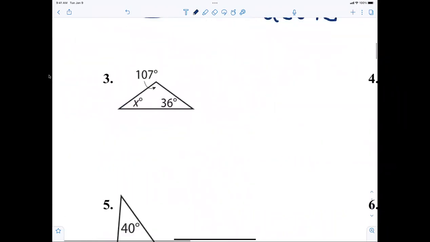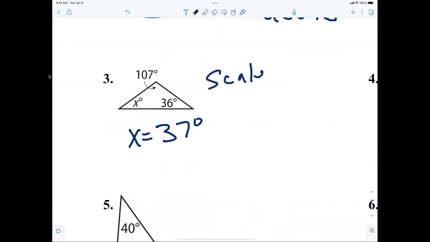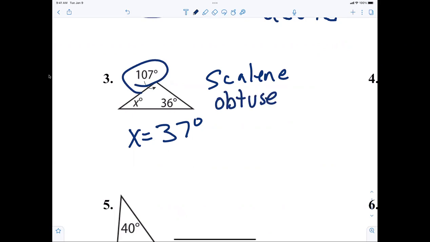All right, number 3, let's go. Calculate what number 3 is. Finley, what's X? 37 degrees is correct. Now classify by sides and angles. What's it going to be called? Scalene is good. You're right, because 107 is greater than 90. All it has to be is one angle greater than 90, and it's classified as obtuse. If all of them are less, it's acute. These are the things I'm glad you're making little mistakes on, because we're correcting it. Anybody have any trouble with number 3?